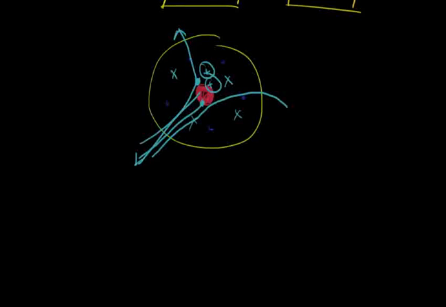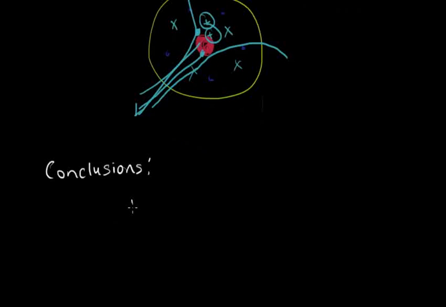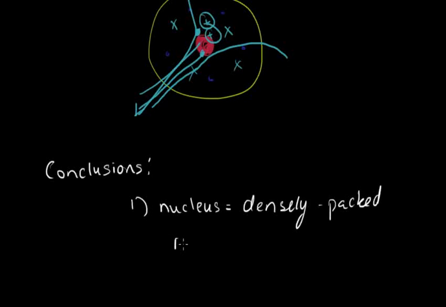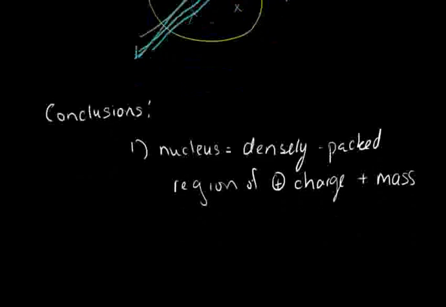And just to recap, Rutherford's conclusions were that, one, the nucleus was a densely packed region of positive charge and mass. We know that's true today. Of course, Rutherford didn't really know about neutrons, but now we know about protons, and those protons constitute the positive charge which Rutherford was talking about.